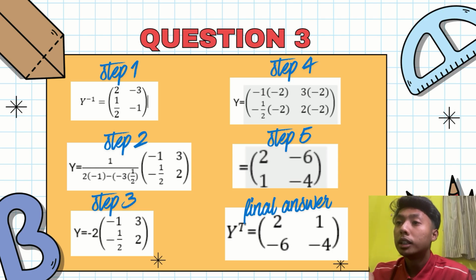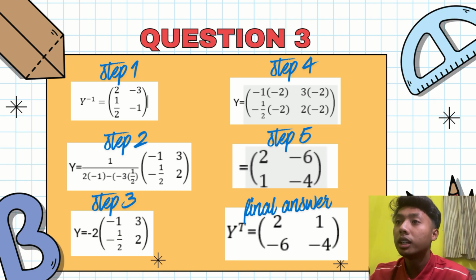Step 4, multiply each element by negative 2. Negative 1 multiplied by negative 2 gives 2. 3 multiplied by negative 2 gives negative 6. Negative 1 over 2 multiplied by negative 2 gives 1. 2 multiplied by negative 2 gives negative 4. So matrix Y becomes a matrix with elements 2, negative 6, 1 and negative 4. Okay, now go to step 5.